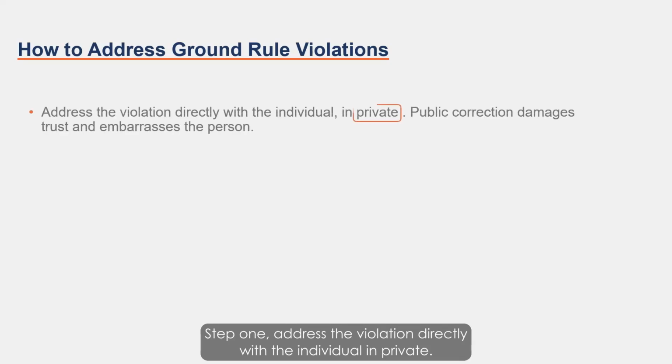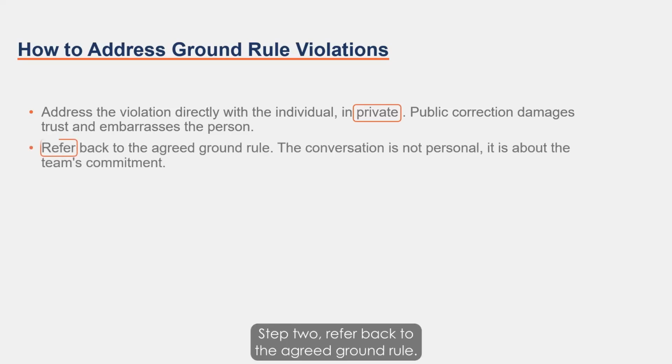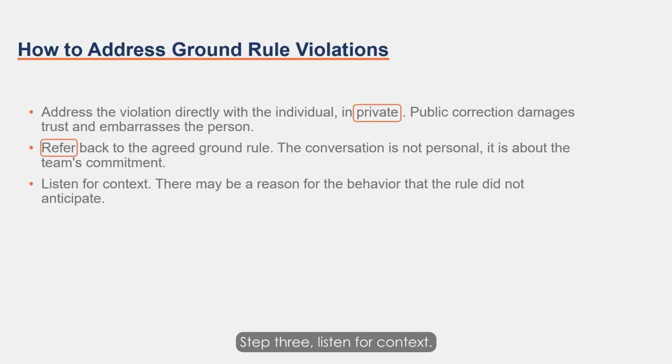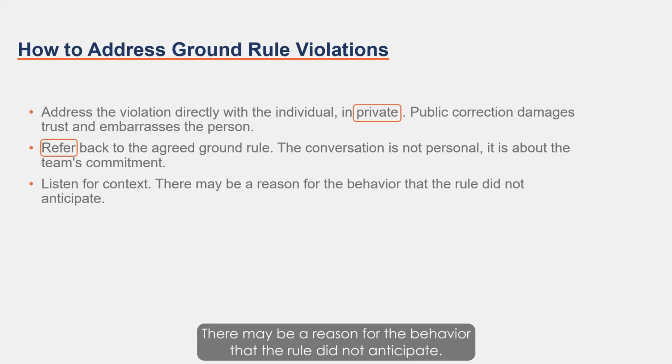Step 1. Address the violation directly with the individual in private. Public correction damages trust and embarrasses the person. Step 2. Refer back to the agreed ground rule. The conversation is not personal, it is about the team's commitment. Step 3. Listen for context. There may be a reason for the behavior that the rule did not anticipate.